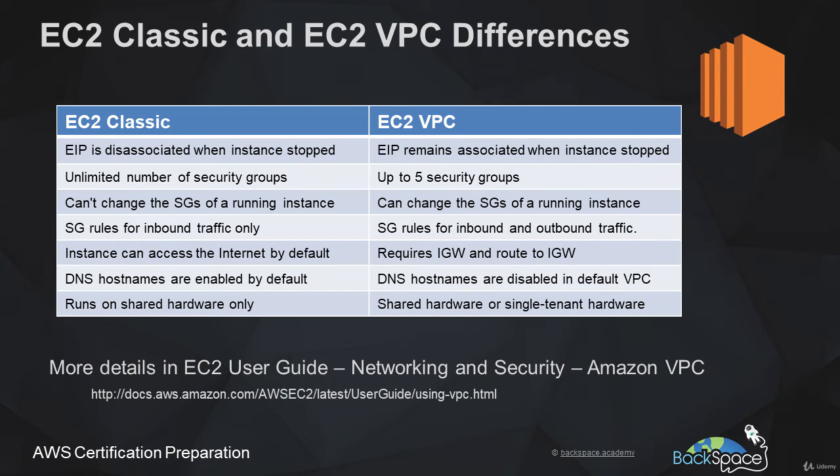With Classic, DNS host names are enabled by default, whereas with VPC they're not. And EC2 Classic only allows your instances to run on shared hardware, whereas in VPC you can have shared hardware, or you can actually have single-tenant hardware if you would like. There are more details on that in the EC2 user guide under networking and security, Amazon VPC. So it's good to understand the table that's in there and make sure that you fully understand the difference between EC2 Classic and EC2 VPC, even though you may never run into an EC2 Classic instance.